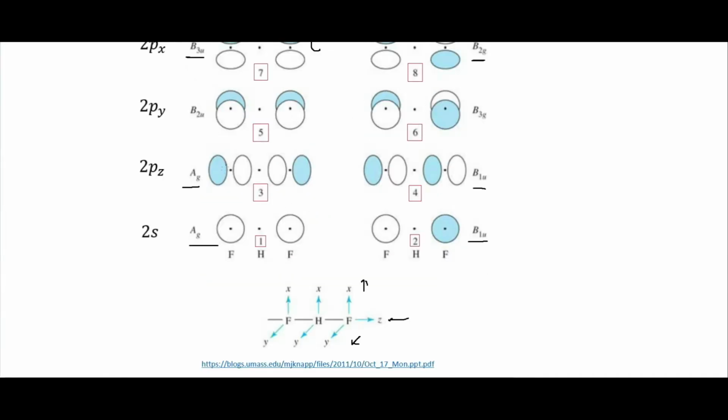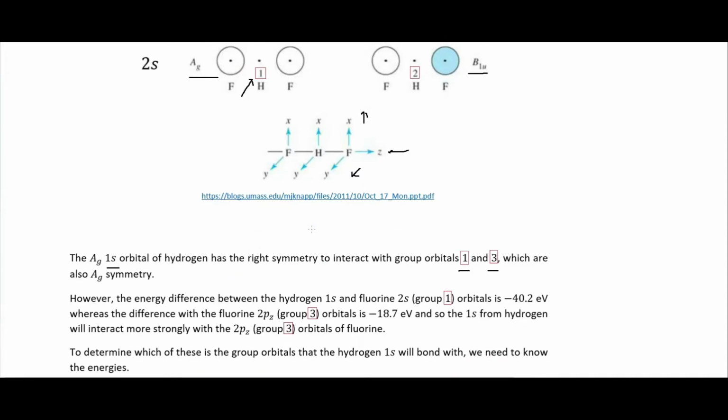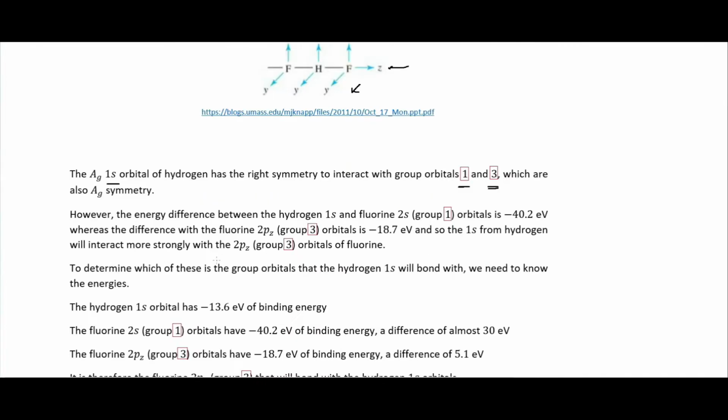And you see I have these boxed here because that's what I'll be referring to these as. So 1 and 3 are these Ag symmetry ones. And so the Ag of the hydrogen 1s has the correct symmetry to actually interact with these group orbitals 1 and 3, which are also the Ag symmetry.